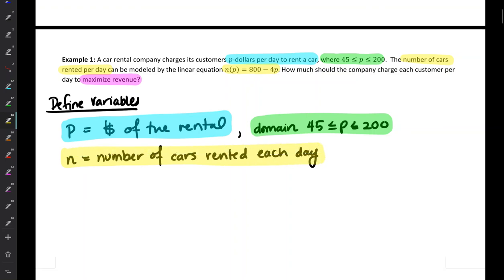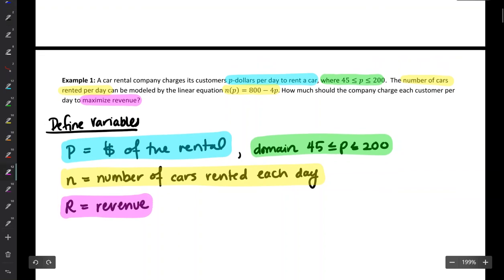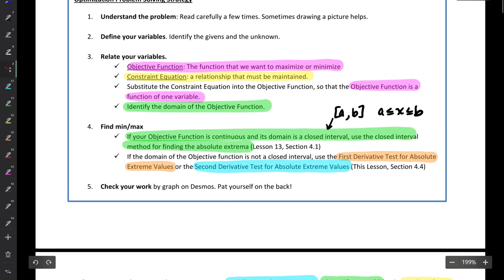And then how about R for revenue? How about a big R? All right, so we've introduced some notation. The next thing for us to do is to relate our variables. We need our objective function, that's going to be our revenue, and then a constraint equation that'll allow me to write the revenue in terms of just one variable. Let's do that part.